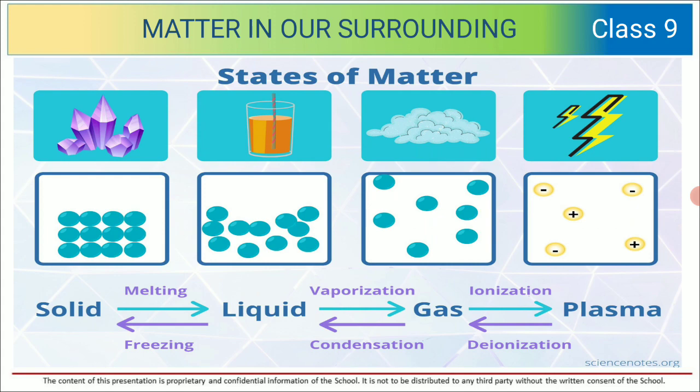Next is states of matter. See here, we all know that solids get converted into liquid, liquids get converted into gases, and gases get converted to plasma. And this process can be reversed. Plasma can get converted to gas. Gas on condensation gets converted into liquid, and liquid gets converted into solid after freezing. So all this change is nothing but change of state from one form to another.